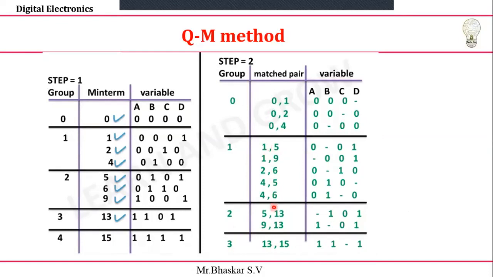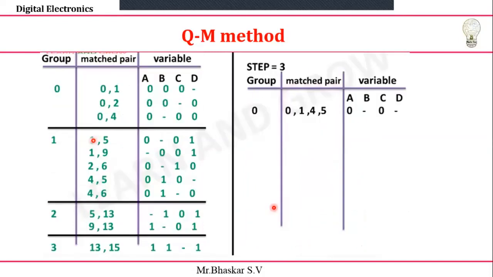So once you have the matched pairs, then go for step 3. In step 3 also, what I'm going to do here is look for the dash. First, I'm looking for 0 comma 1 with respect to the remaining pairs.